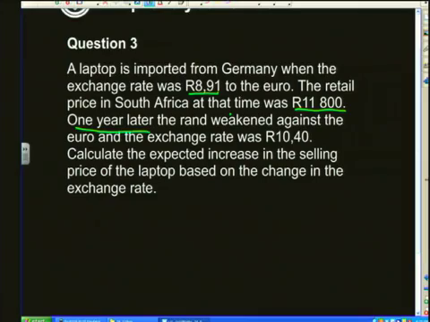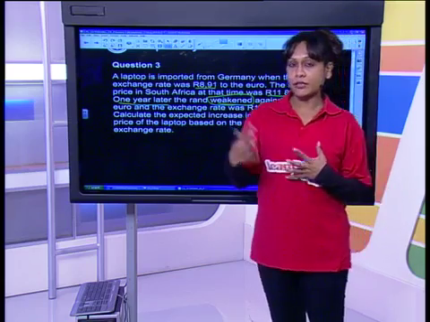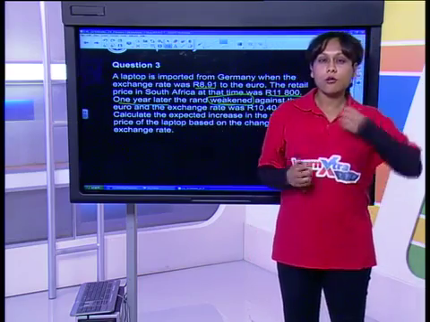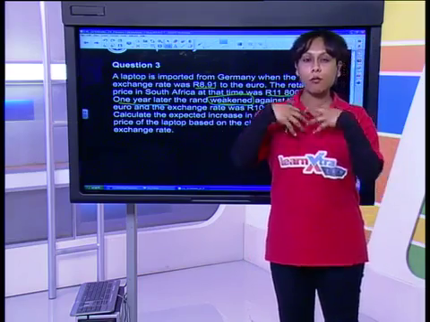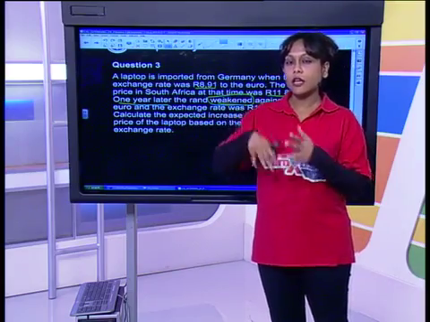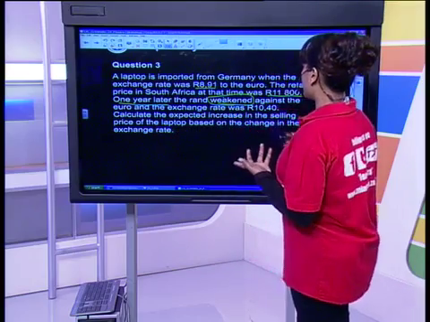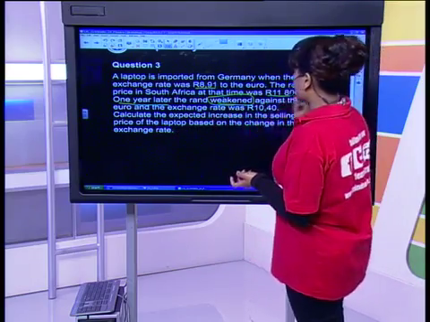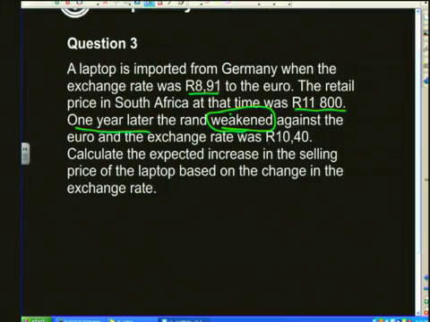1 year later, the rand weakened. Now remember guys, when we're talking about a currency weakening, in this case the rand weakening, what it means is that it costs more rands to buy one of the other currencies. So in this case, euros. It costs more rands to buy 1 euro. And you can see that it says it weakened against the euro and the exchange rate was then 10.40 rand to the euro. They say calculate the expected increase in the selling price of the laptop based on the change in the exchange rate. So let's have a look at what happened here.